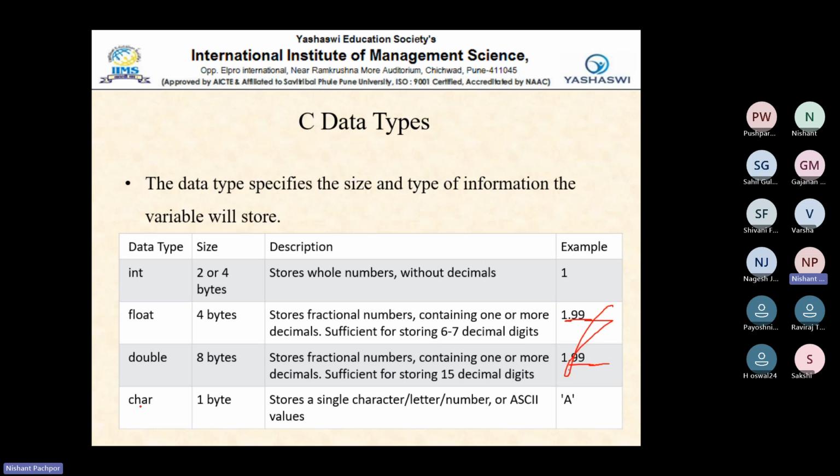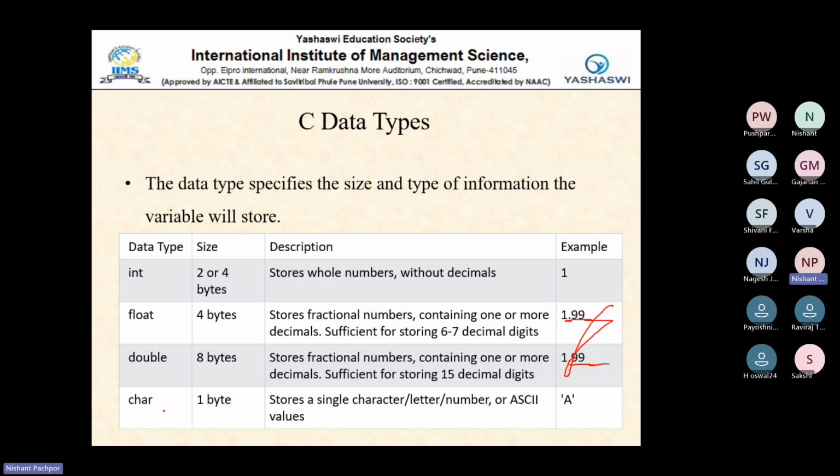Then character, which stores the character values, is there. 1 byte of data is there. Store a single byte of character. Single byte जर असेल, they have reserved 1 byte of memory location. एका बाईट मध्ये किती स्टोर होतात? 8 बीट स्टोर होतात. 2 बाईट्स मध्ये 16 बीट होईल. 4 बाईट मध्ये 32 बीट होईल. 8 बाईट मध्ये 64 बीट होईल. These bits will be stored.